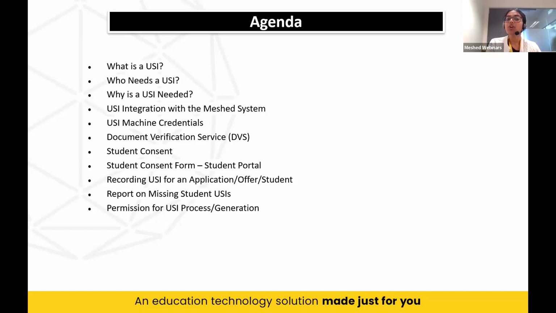Then we'll talk about recording USI in the mesh platform. So there are 3 pages where a USI can be recorded for an application, offer, or student. We'll have a look at that. There is also a report available in the system which can give you details on missing student USIs. So if you have any student where USI is not recorded, we'll look at how you can extract that report to have more insights on that.